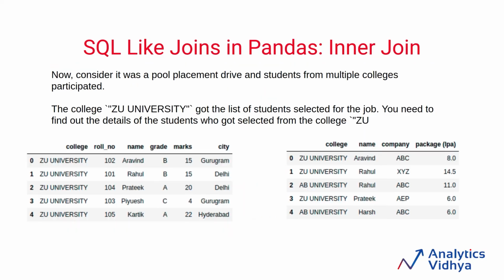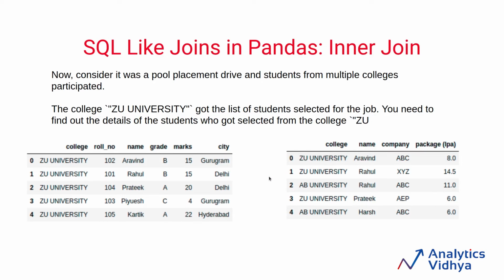And finally, in order to understand another type of join, that is inner join, let's consider this example. In this case, consider that these students actually participated in a pool placement drive. In a pool placement, what happens is a lot of students from different colleges come together for the same company or for a couple of companies. So now you have two data frames. This data frame is of ZU University and this university has these students, and this is the final outcome of the entire placement drive. So from ZU University some students got selected, from AB University some students got selected, and so on.